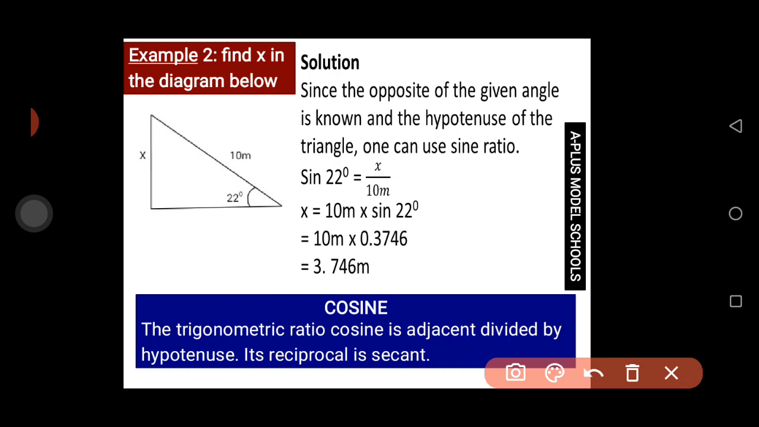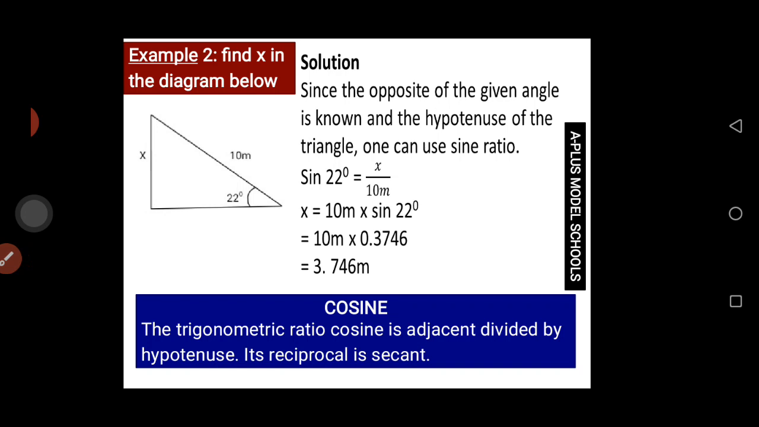So cross multiply from here. When you cross multiply, you have x times 1, which is x, because this is all over 1. So x times 1 will give me x is equal to 10 times sine 22 degrees. And sine 22 degrees will give us 0.3746. Taking your 4 figure table, go to the sines of angles in degrees. When you get there, check sine 22 under 0, which will give you 0.3746.